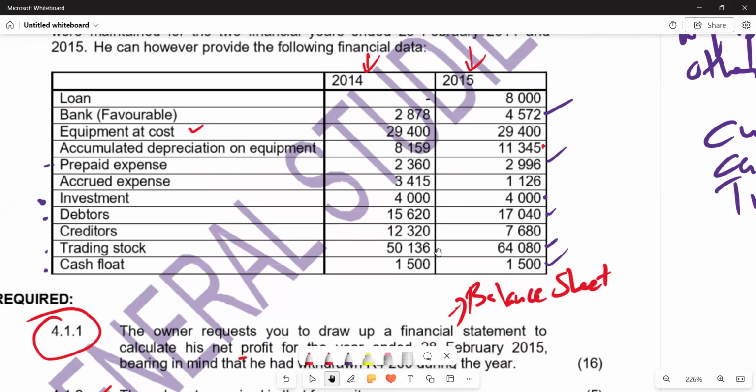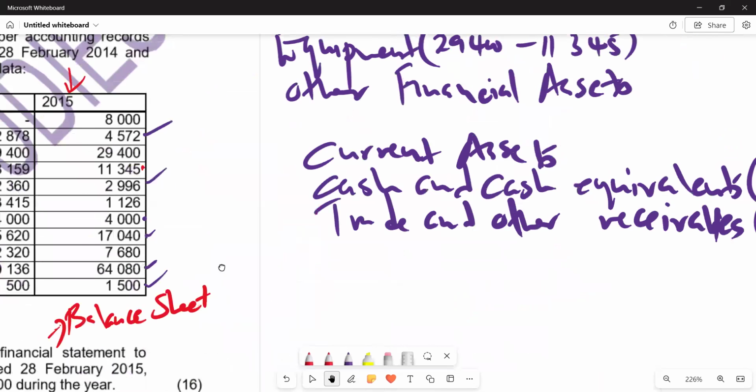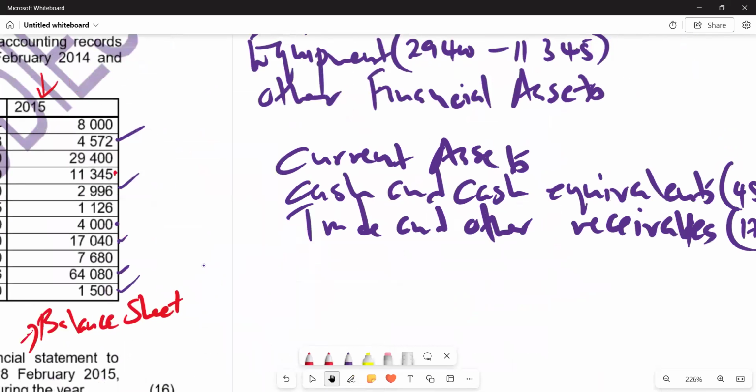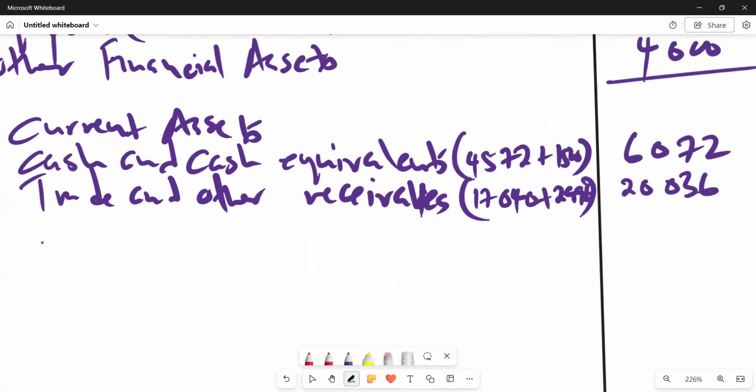So we go there. We put our 64,080 as our stock. We just say inventory, which is 64,080.